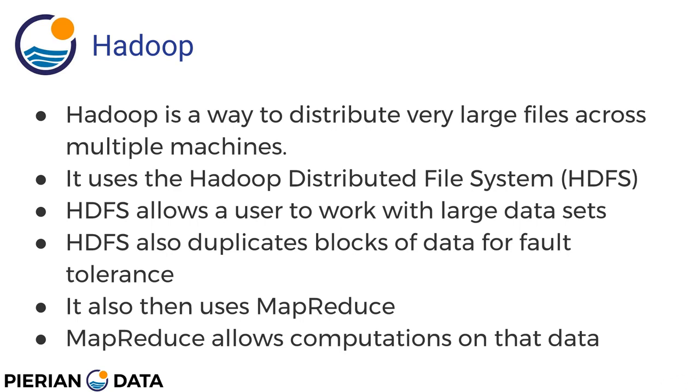And you may have seen that term HDFS when you've read stuff on big data. HDFS allows a user to work with really large data sets across a distributed system. What's also super important about HDFS is that it duplicates blocks of data for fault tolerance, which is the idea that if one machine goes down in your system, your data is duplicated on some other machine, so it still continues. It also uses what's known as MapReduce, and MapReduce allows computations on that distributed data. So we have two fundamental ideas here: Hadoop's distributed file system, which is the way that we get a really large data set distributed across multiple machines, and then the idea of MapReduce, which allows computations across the distributed data set.